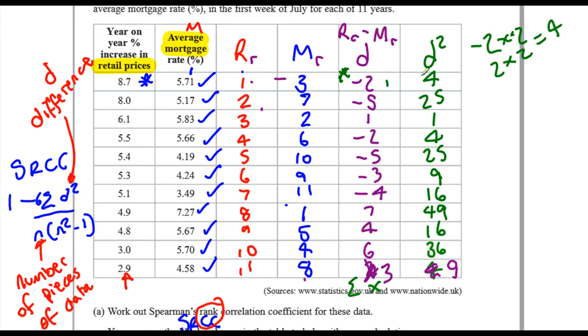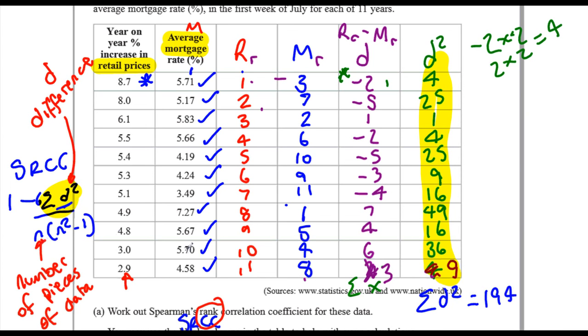Now what we want to do is add up these numbers, because look in our formula, it says add up the d squared numbers, the difference squared. Let's add up all those highlighted ones on our calculator. So 4 plus 25 plus 1 plus 4 plus 25 plus 9 plus 16 plus 49 plus 16 plus 36 plus 9. That gives you 194. Okay, so you know that your sum of d squared is 194. So we know this little part of the formula, the highlighted bit.